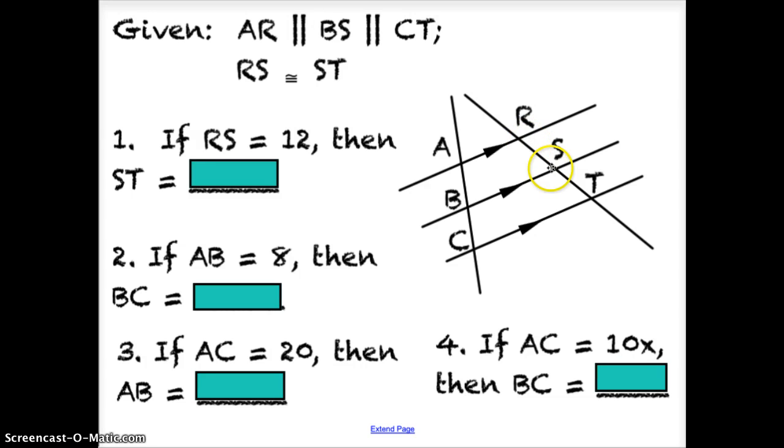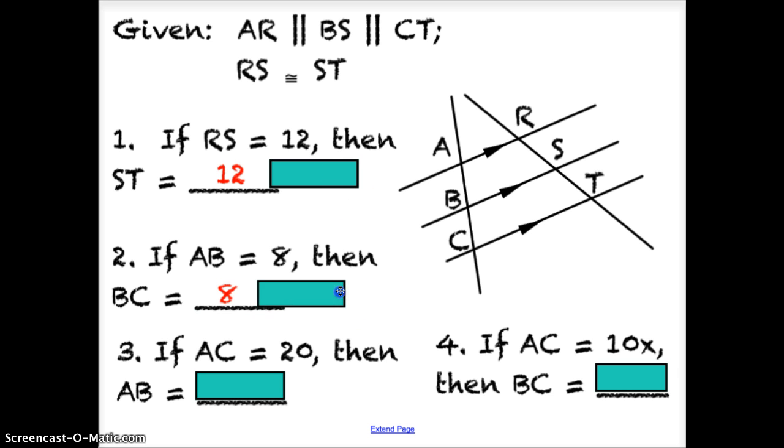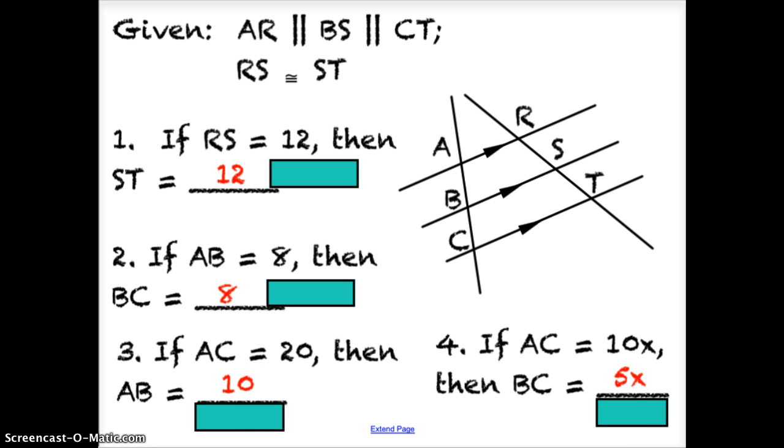If RS is 12 and using the given information, I hope you could conclude that ST was also 12. If AB is 8, then BC is also 8. If AC is 20, AB would be half of that as 10. And if AC is 10x, then BC is 5x. Take a second, hit pause, and on the first side of your practice sheet, answer questions 1 through 7 now.